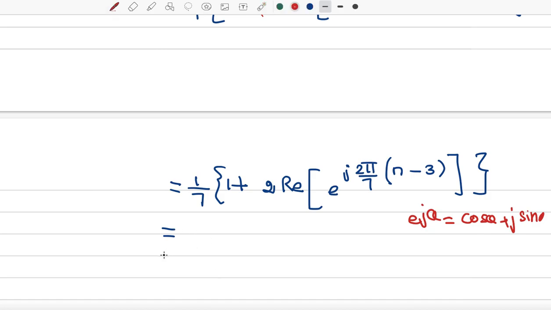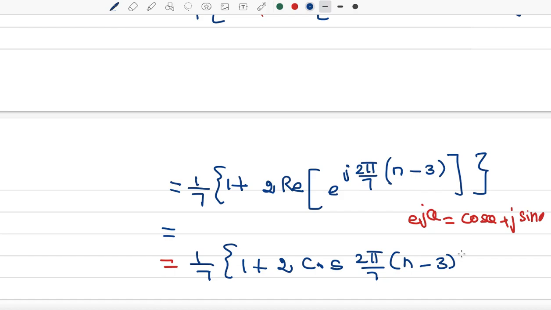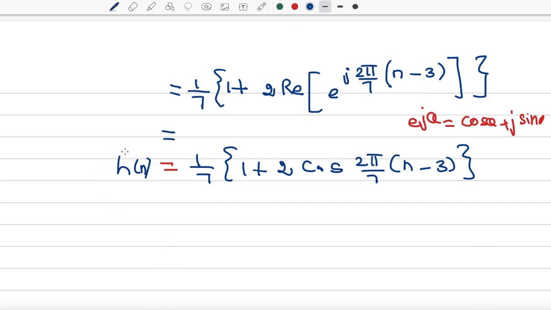So this h of n can be rewritten as h of n equal to 1 by 7 into 1 plus 2 into real part of this one. So cos theta. What is theta here? 2 pi by 7 into n minus 3. Okay, so this is the given filter coefficient equation. So here the given capital N equal to 7.